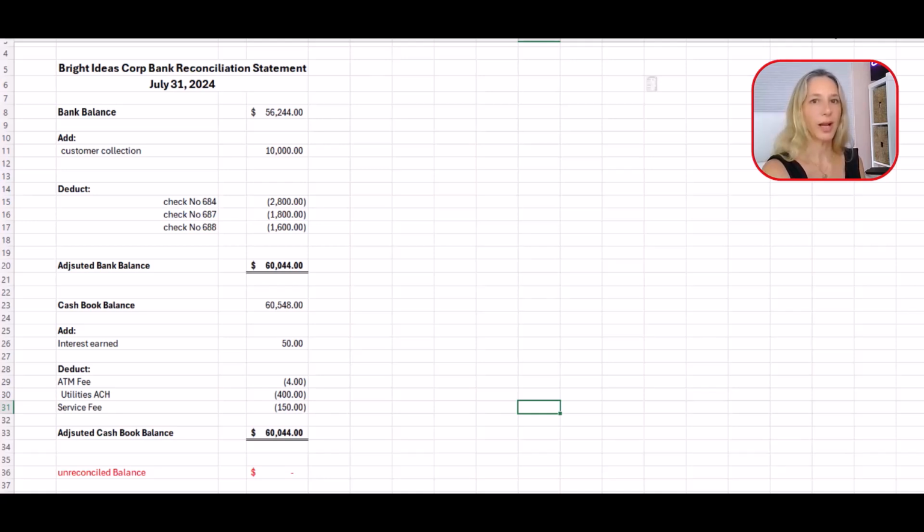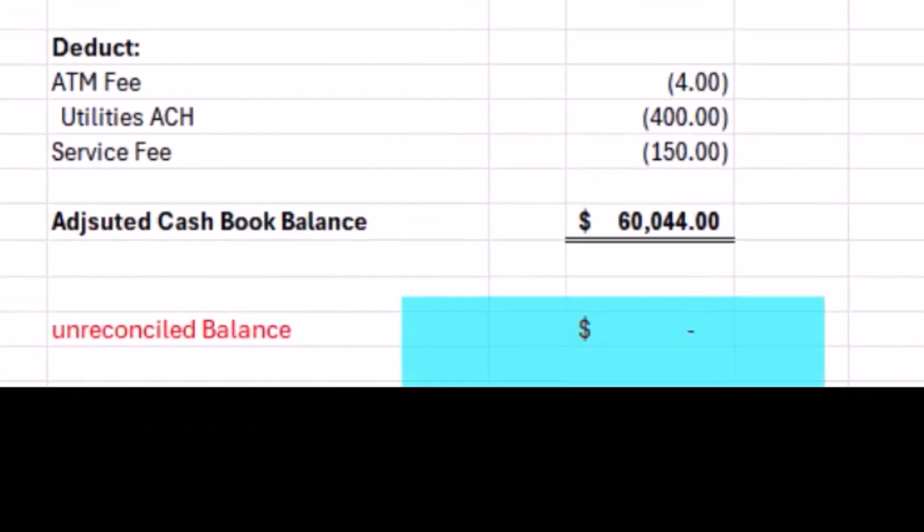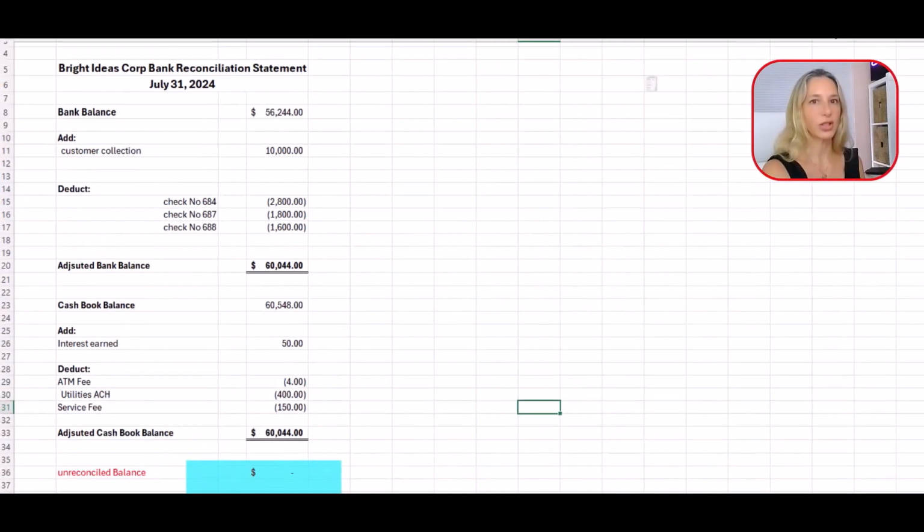We now compare our bank and cash adjusted balance, and we see they tie. Therefore, we have our true cash position in a completed bank reconciliation. And that's it. So, in summary, bank reconciliations are crucial for confirming the actual amount of cash available in the bank, detecting errors, fraud, or unauthorized bank transactions, and ensuring that all transactions are recorded correctly in the company's accounting system.